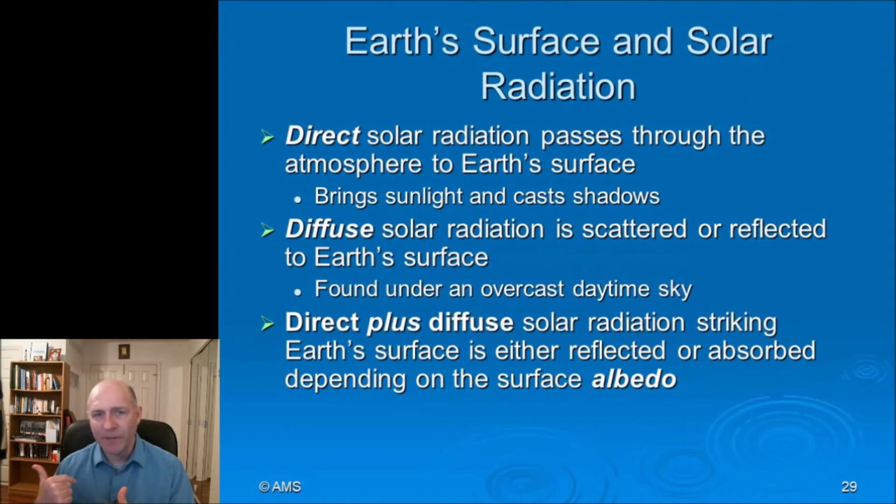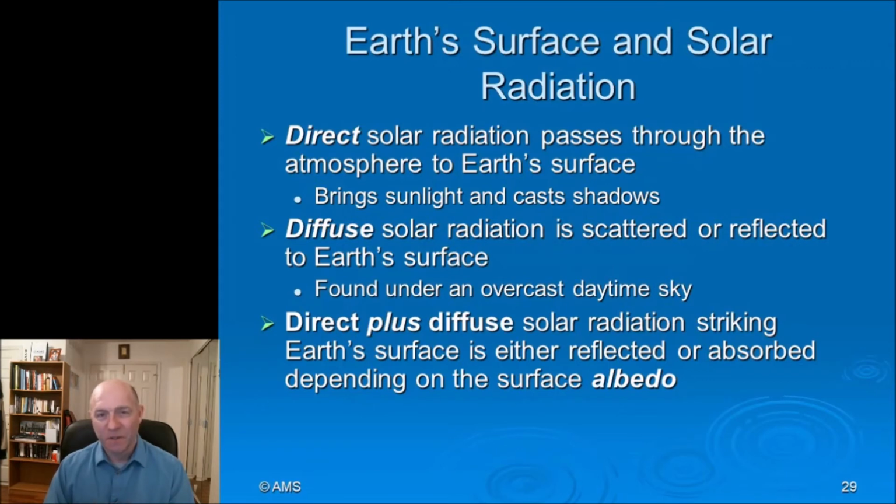So backing up a little bit to talk about the Earth's surface and solar radiation. The direct solar radiation is that which passes through the atmosphere and gets to the Earth's surface. Again, some of the radiation that's not interacting with the atmosphere too much is getting through the molecules and down to the ground. And most of that is visible light. And that's why we see things, bringing sunlight, casting shadows.